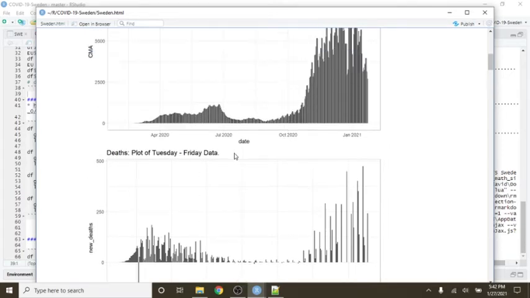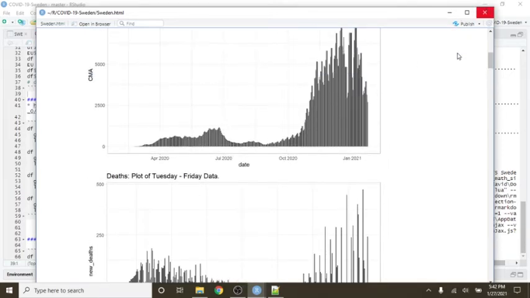Deaths you can see here. You know what let's do here? This is saying 500.